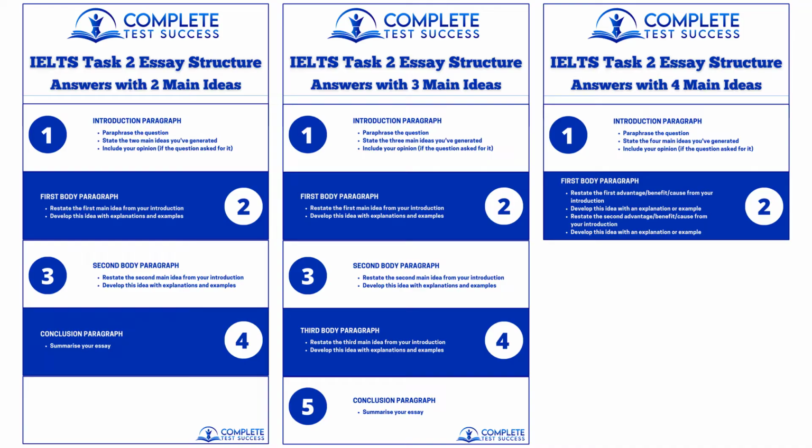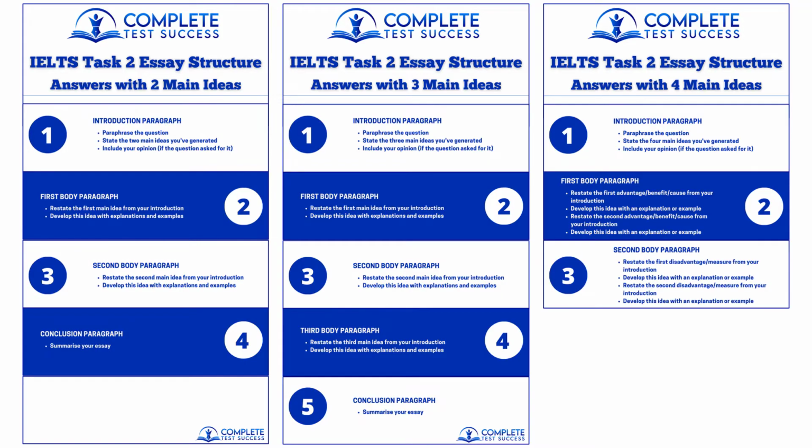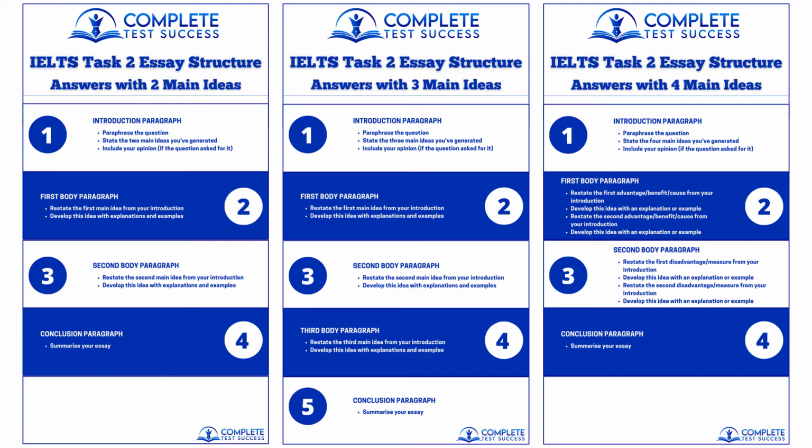So in the first body paragraph, you'll mention the first advantage and develop that a small bit. Just a small amount of development will do, as there are too many ideas in this essay for a lot of development. After that, you'll mention the second advantage and then develop that a small bit as well. The next body paragraph will be the exact same, but with the 2 disadvantages this time. And as you've probably gathered by now, we will finish the essay with the conclusion.